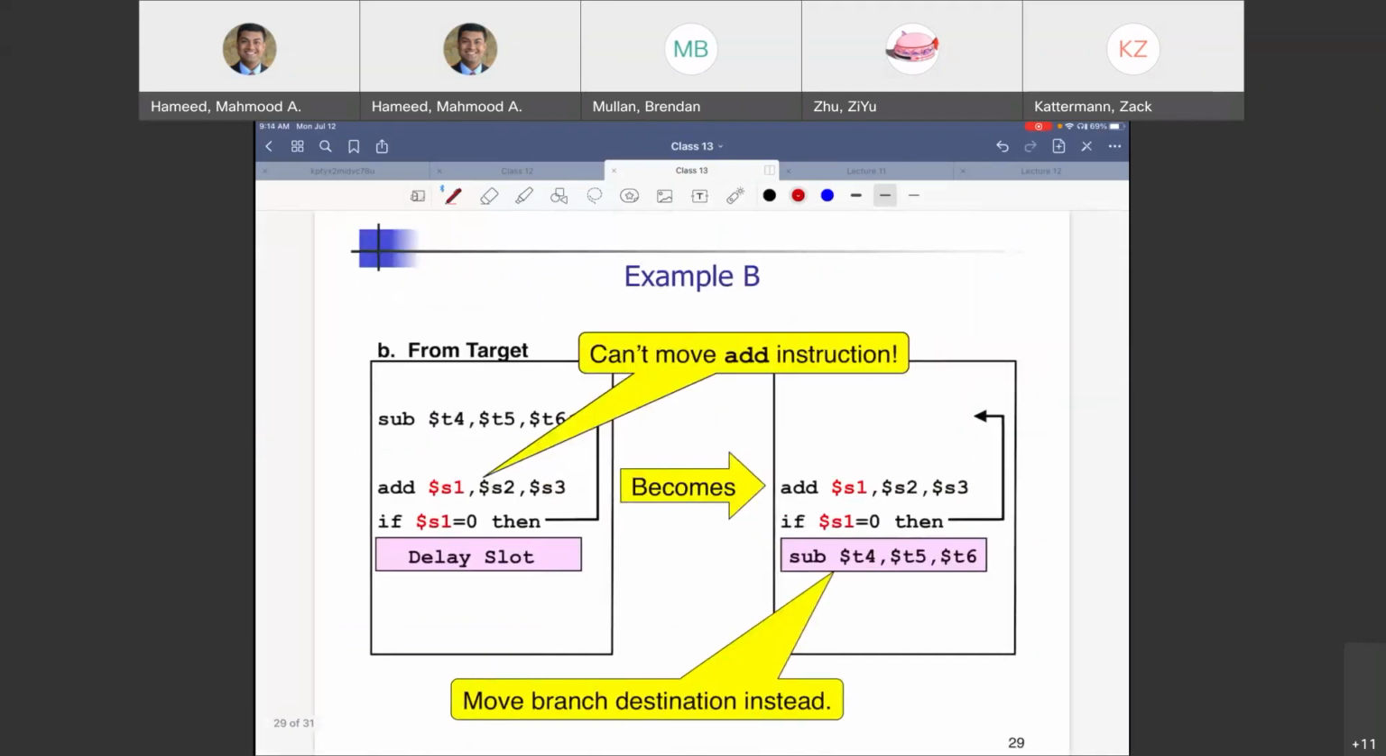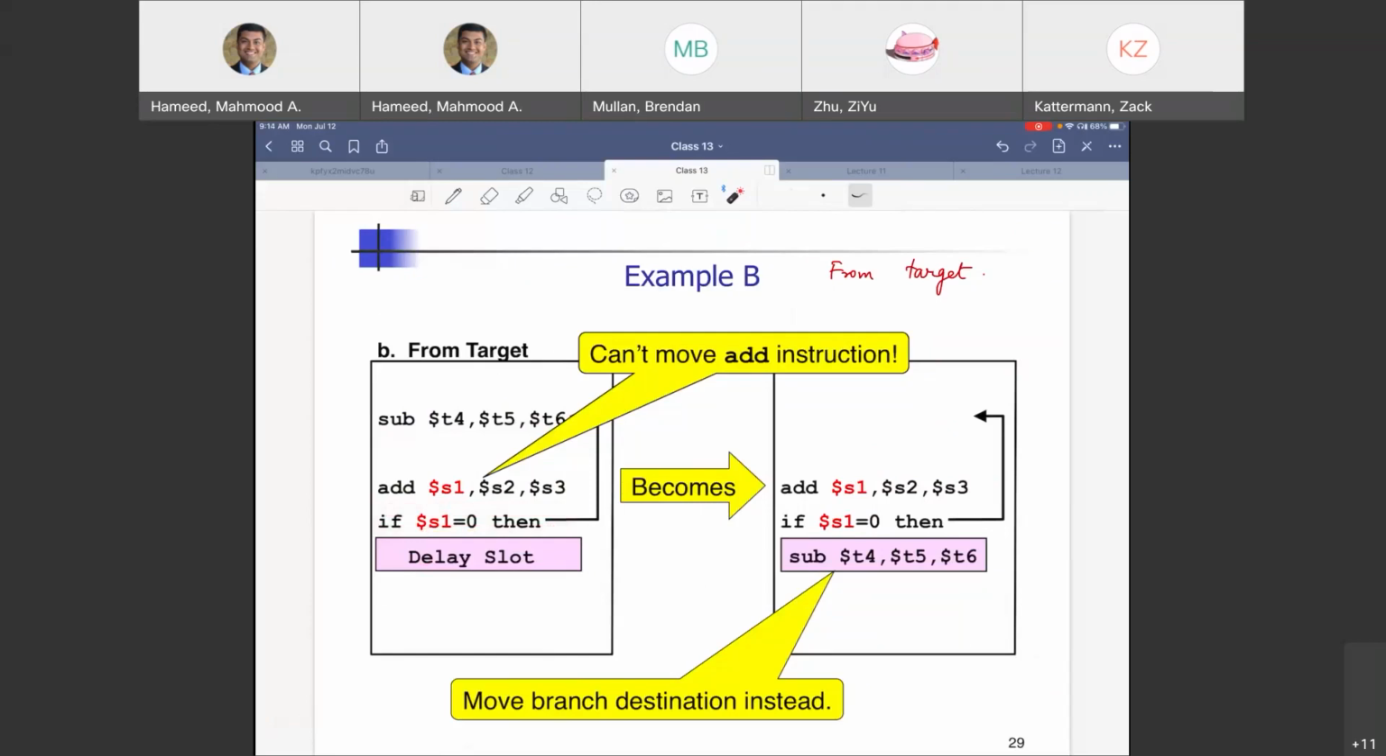The next example is from the target. This is what Peter was talking about. On the left over here, we have some code. We have a subtract instruction. Then we have some instructions. Then we have an add instruction here. Then we have a condition that checks for S1. And after the condition, you know there is a delay slot.